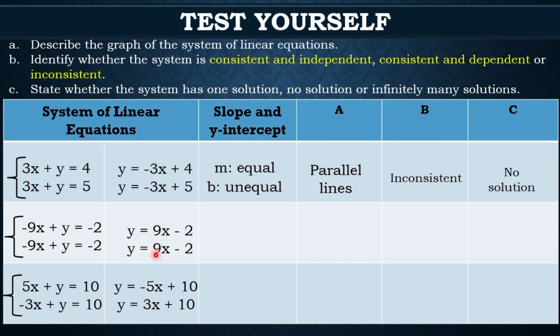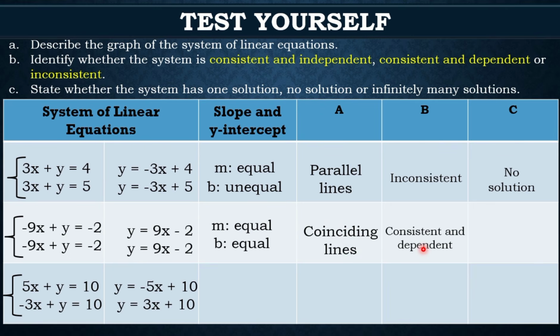Next, compare natin ang slope. They are equal. Ang y-intercept niya, pareho din. So, kung pareho lahat, ano ito pag pareho? Same? Yes, coinciding lines. So, kung coinciding sila, ano sila? Consistent and dependent. So, how many solutions do we have kapag coinciding? Since same line sila, same yung graph. Okay, infinitely many solutions.